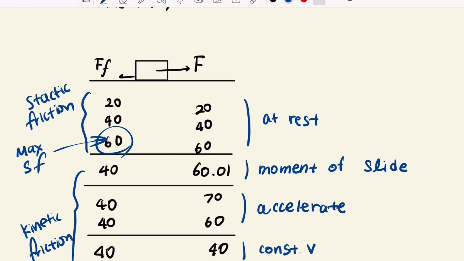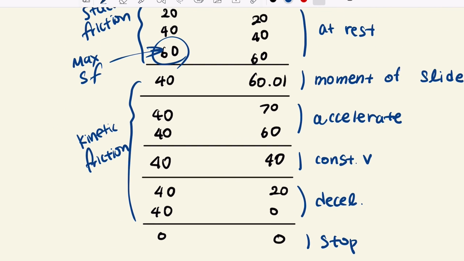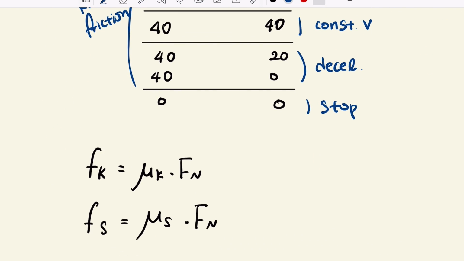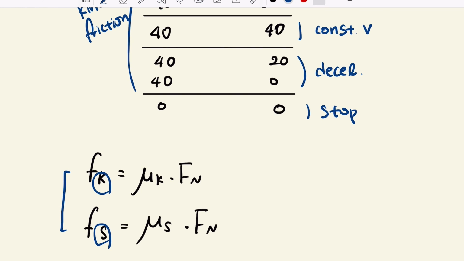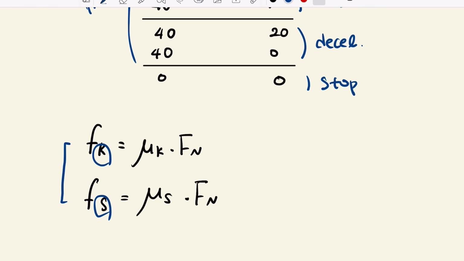So from this chart, we can find out that there's basically two different types of friction: kinetic friction and static friction. So these are the equations for finding the kinetic friction and static friction. And we notice that mu k times Fn equals kinetic friction, and mu s times Fn equals static friction. So what is mu? Mu is the coefficient.